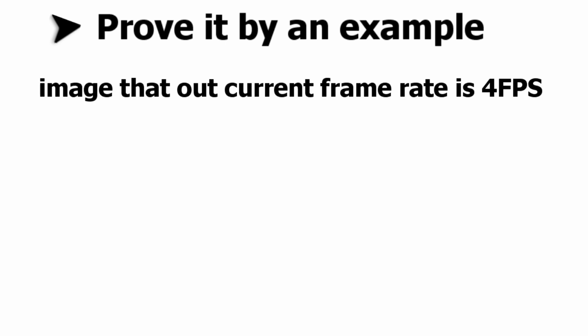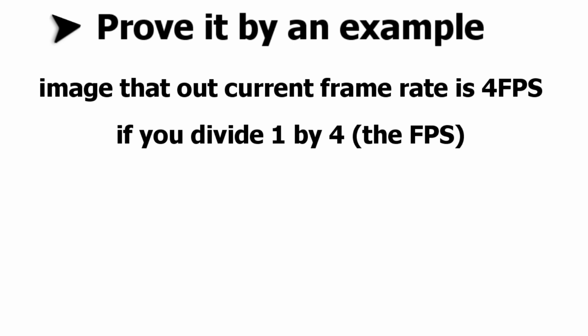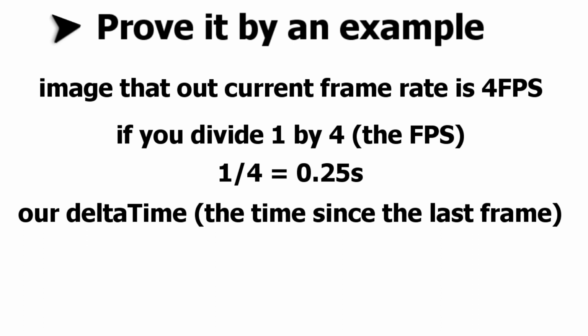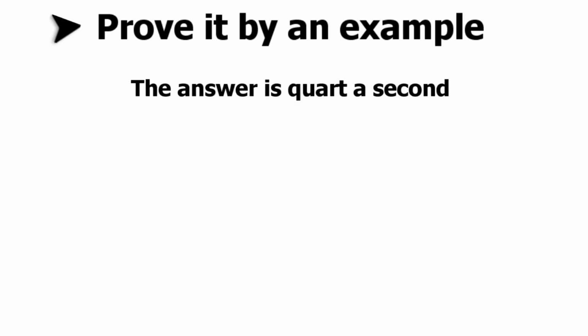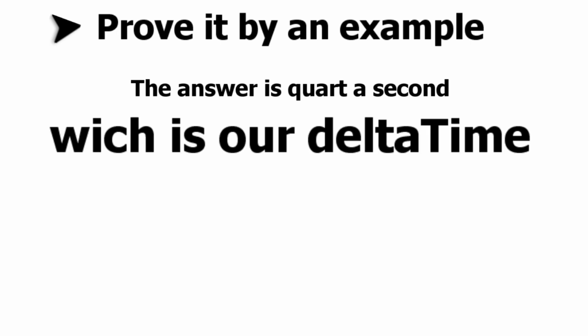So let's prove it with an example. Imagine that our current frame rate is 4 frames per second. If you divide 1 by 4, it will give you 0.25 seconds, which is our delta time, the time since the last frame. Now this part is for your mind. If you have 4 frames in each second, how much time is there between each frame and the previous one? Well, the answer is 1/4 second, which is our delta time.